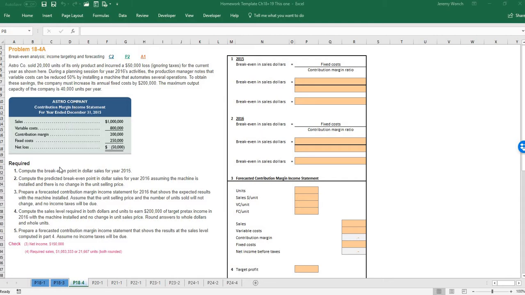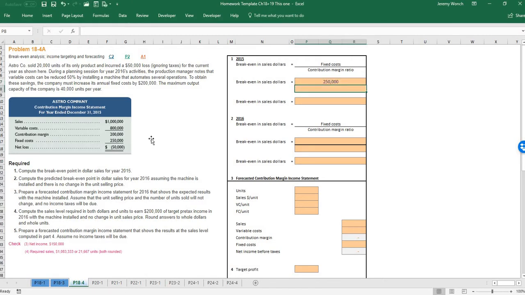The first thing we're asked to do is compute a break-even point in sales dollars for 2015, the year that already happened. To do the break-even in sales dollars, we just take our fixed cost and divide it by our contribution margin ratio. Our fixed cost for 2015 is 250,000.